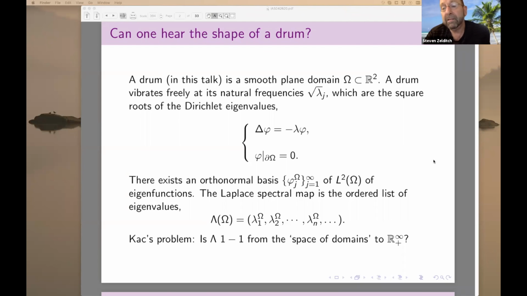I wrote out the Dirichlet boundary problem. That means the boundary condition is 0, so the drum is tied down at the boundary. And there exists an orthonormal basis of eigenfunctions for this problem. I also wrote down the Laplace spectral map, in part because this talk heavily uses the work of Kolossin, Desimoy and Avila, and it's all based on looking at these kinds of sequences. So they make a map out of sequences, and I'm writing it the same way. This is just a sequence of eigenvalues. And Kac's problem is whether this map is one-to-one from the space of domains to the space of sequences.